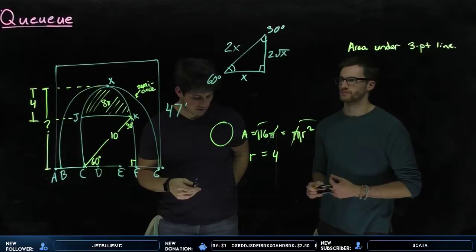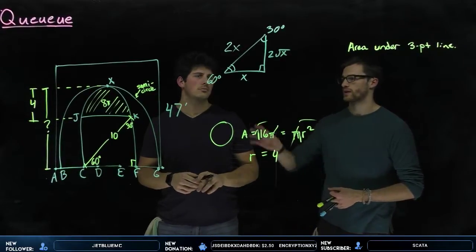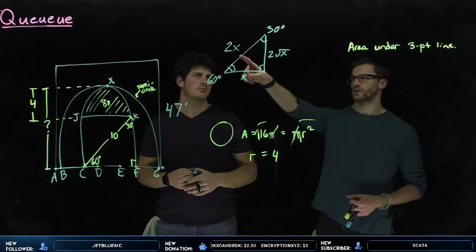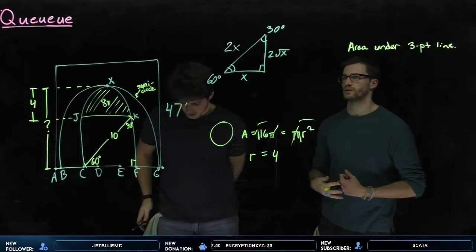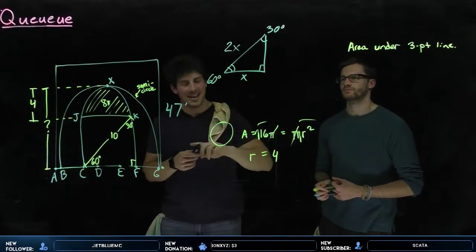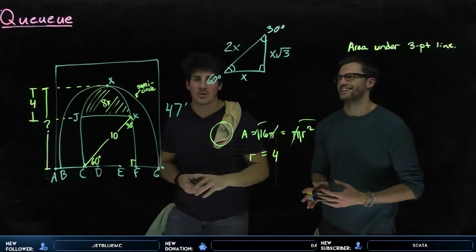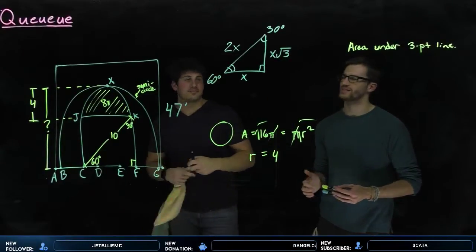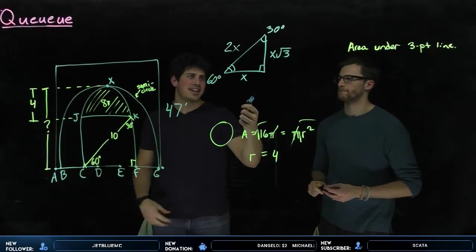Cool. So, in this case, we're starting with the 2x up here. So that means that x is 5. Hold on. Oh my gosh, no. Oh, is it? It's x root 3. I knew something felt weird. Anyway, there you go. That looks so much nicer. We all make mistakes. I caught it really quick.